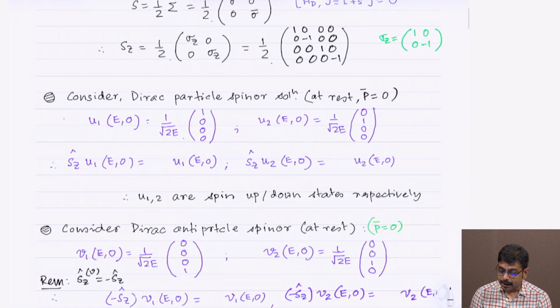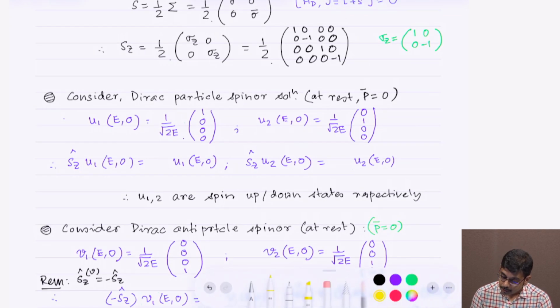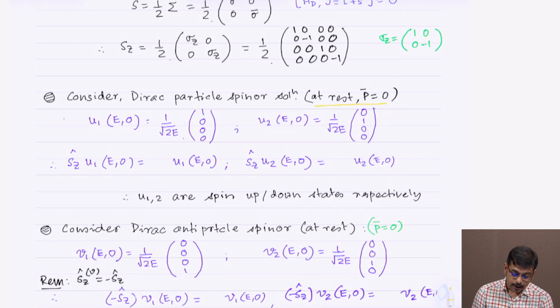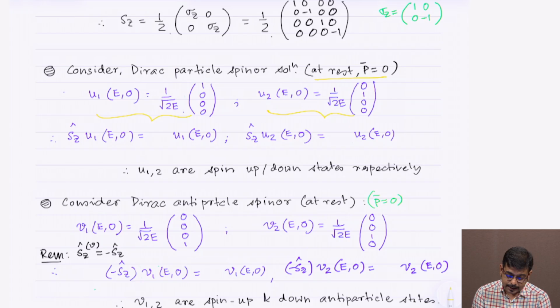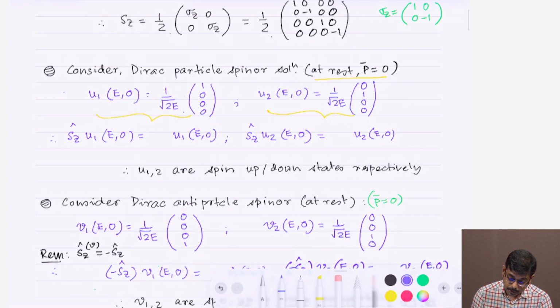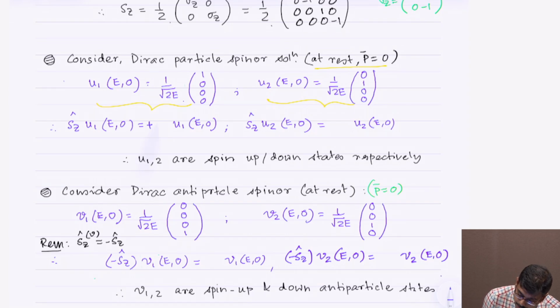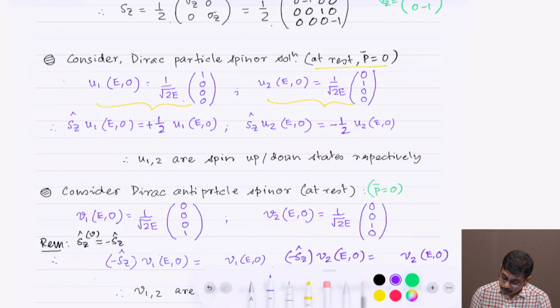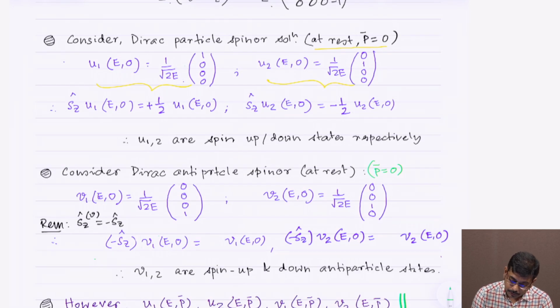Now consider the Dirac particle spinors at rest, when they are at zero momentum. Then you remember u1 is simply (1, 0, 0, 0) and u2 is essentially (0, 1, 0, 0). And you have also seen that when you take Sz operator acting on u1(E, 0), what exactly is it going to give you? This is going to give you an eigenvalue of plus half unit. What happens when Sz acts on u2? This is going to give you the minus half eigenvalue. So, therefore, these two, u1 and u2, are spin up and spin down respectively.